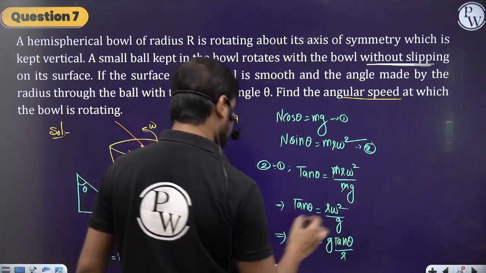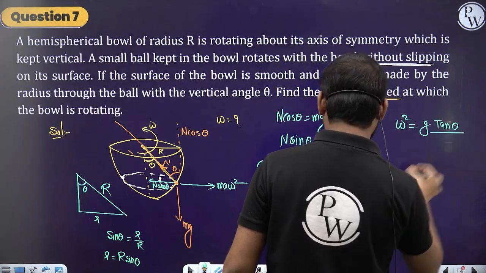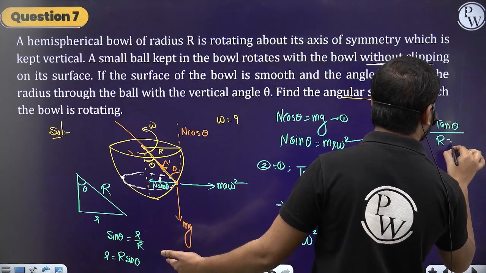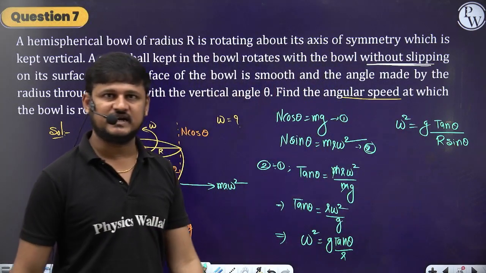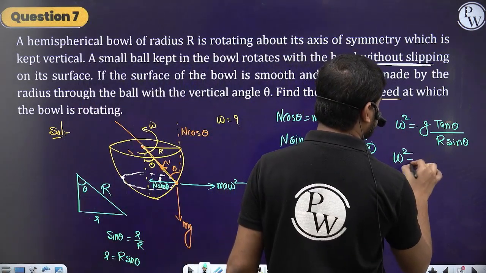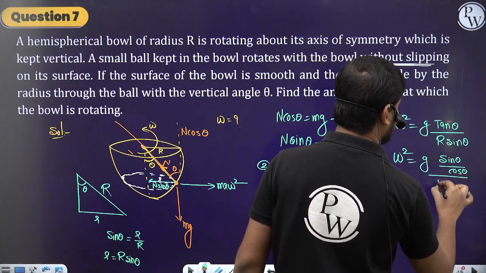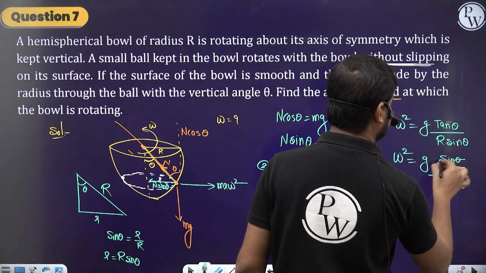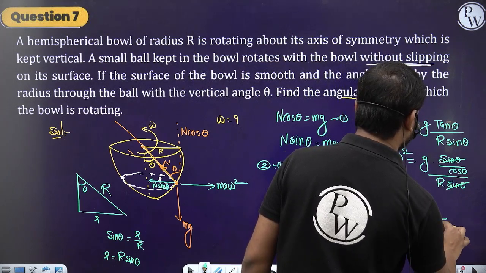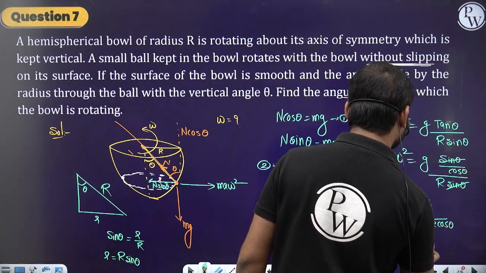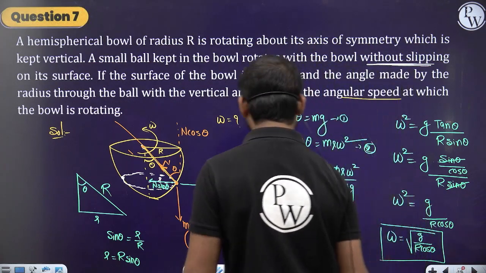So or else you can substitute here itself. So omega square is equal to g tan theta by, in place of r, I am writing capital R sin theta, because we need the angular speed of the bowl. So in terms of bowl radius only we will find it. So omega square is equal to g into sin theta by cos theta by R sin theta. So here sin theta cancels. So omega square is equal to g by R cos theta, right? So from here omega is equal to square root of g by R cos theta.